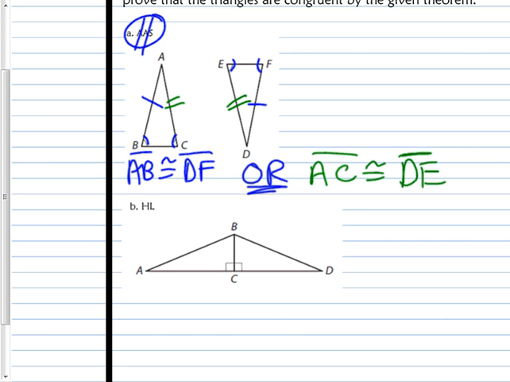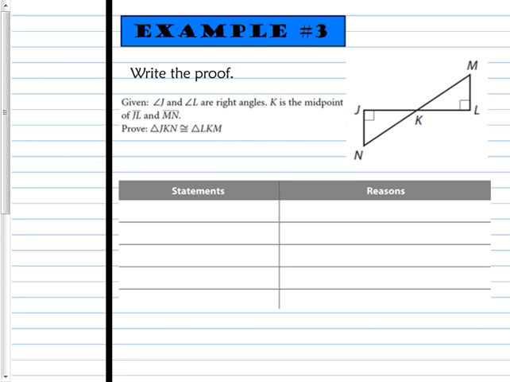Either of those would give us angle, angle, side, okay? So I want you to try letter B on your own, and then we are going to do the proof in class.